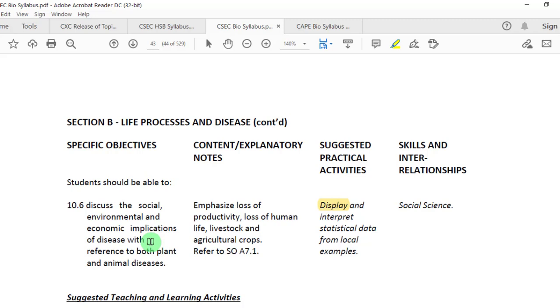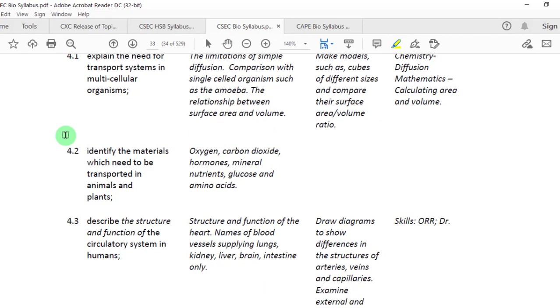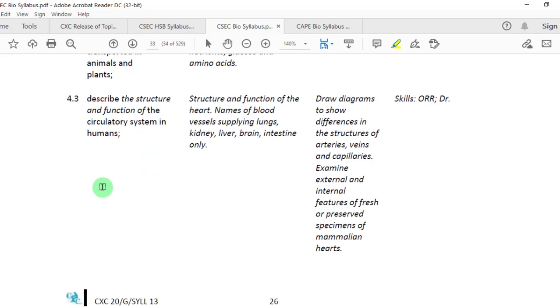So now the next topic provided by CXC is transport. And for that one, we're going back up. We're still in section B. We haven't left section B yet. Alright, so let's jump to transport. So you're looking at your circulatory system, your cardiovascular system, the need for it, etc. This is subsection 4 in your syllabus, subsection 4 in section B. And this one, so everything with 4, 4.1, 4.2, 4.3, all of that falls under.